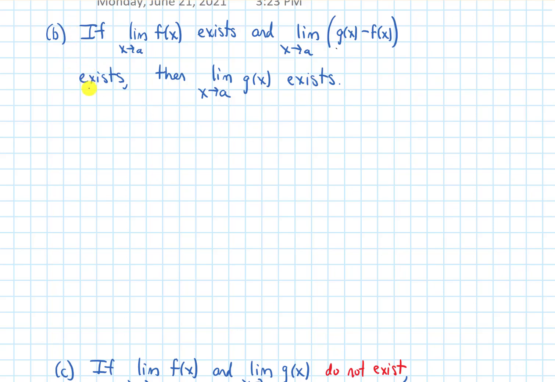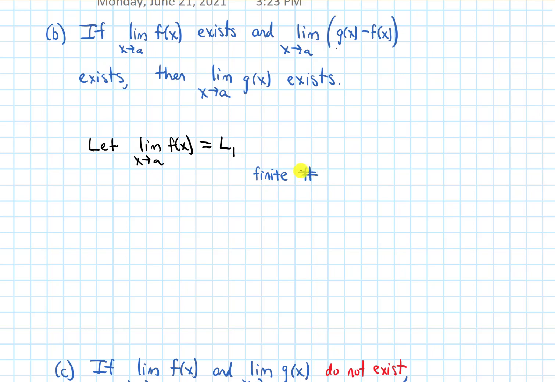All right, so just to get us started thinking about it, I do want to give you a chance to try it, but before I do that, I'm going to help a little bit. Because it tells me that there are these two limits that exist, let's just call their limits something. So let's let the limit as x approaches a of f of x be L1, since it exists, this has got to be some finite number.